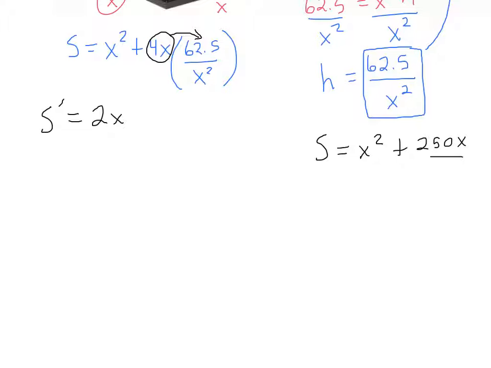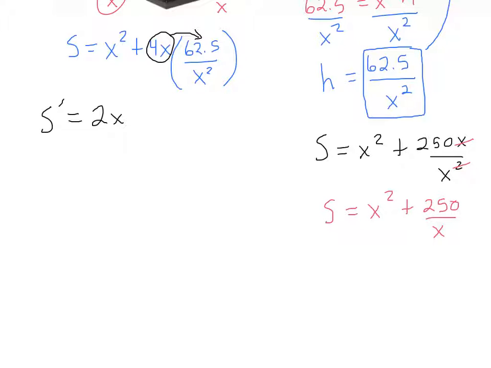So I've got plus 250x over x squared. And then what you notice is that this x right here cancels with one of these x's here. And so your true surface area formula is x squared plus 250 over what? X.